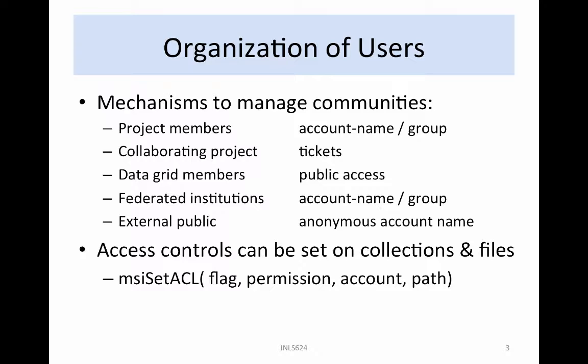To automate setting of access controls, the microservice msiSetACL with parameters flag, permission, account, and path can be used. For the communities that have been identified, the controls used to manage access include: project members, use account name or group access controls; collaborating project, use tickets; data grid members, use public access control; federated institutions, use account name and group access controls; external public, use anonymous access permission.